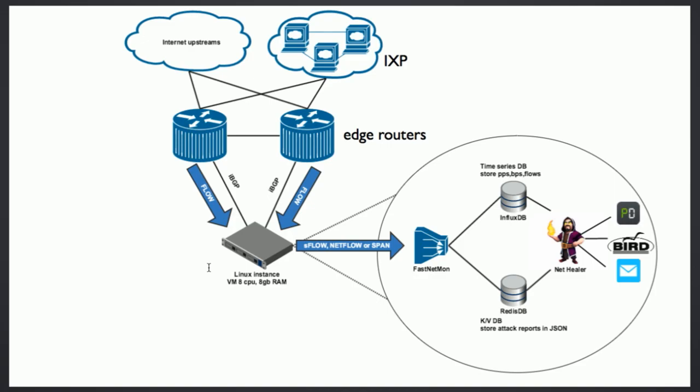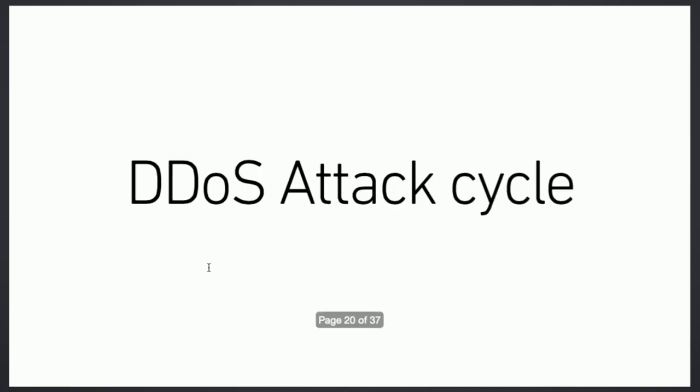FastNetMon is feeding an InfluxDB, which is a Graphite-compatible database. It's also feeding a Redis database in case of an attack. And NetHealer, which is our own code, reads both databases and takes decisions based on what those databases contain, which can be to send an email or page the network on-call or just automatically advertise our prefix to enable the mitigation. So that's the entire diagram overview of how it works.